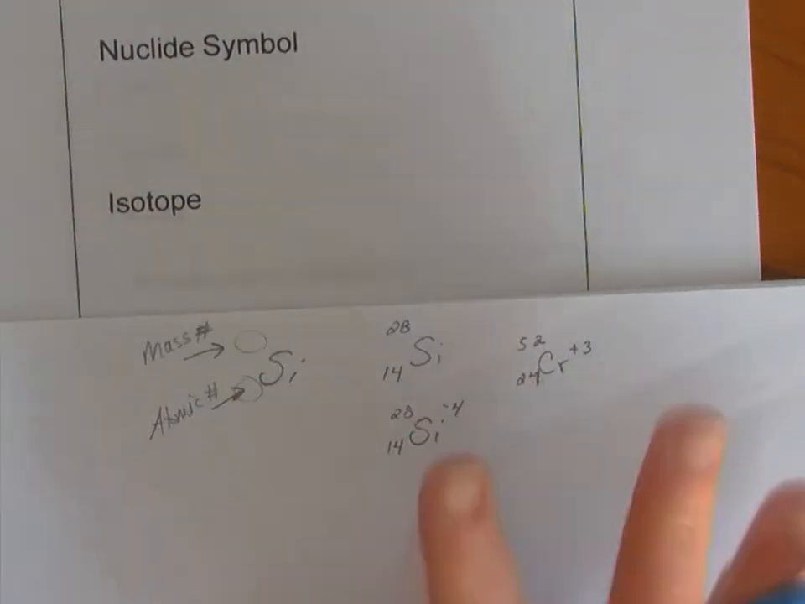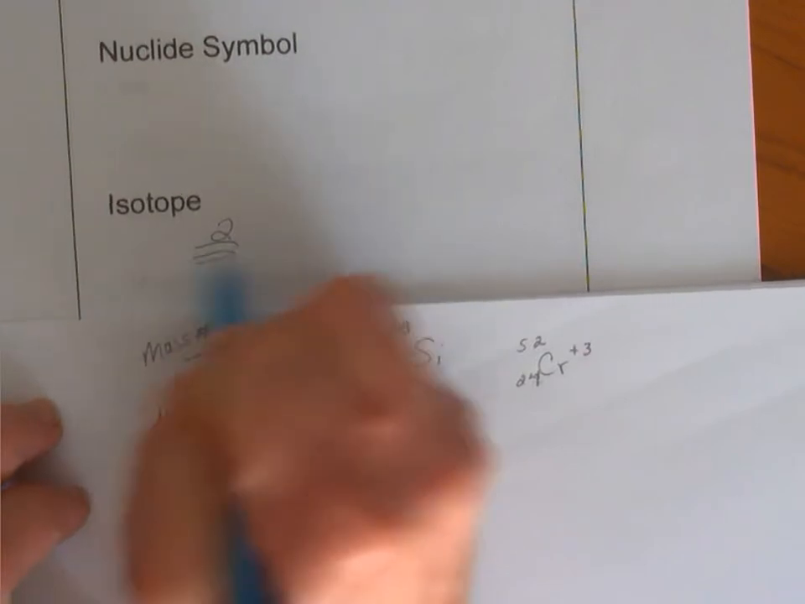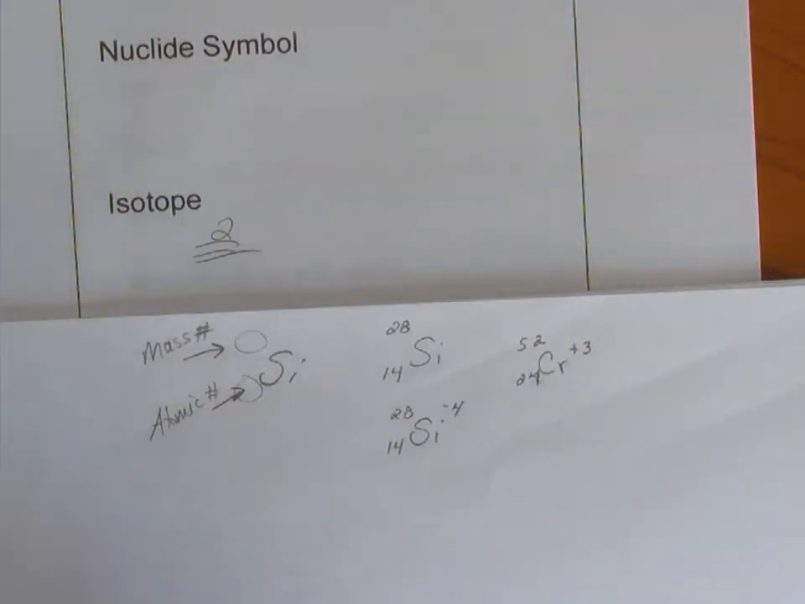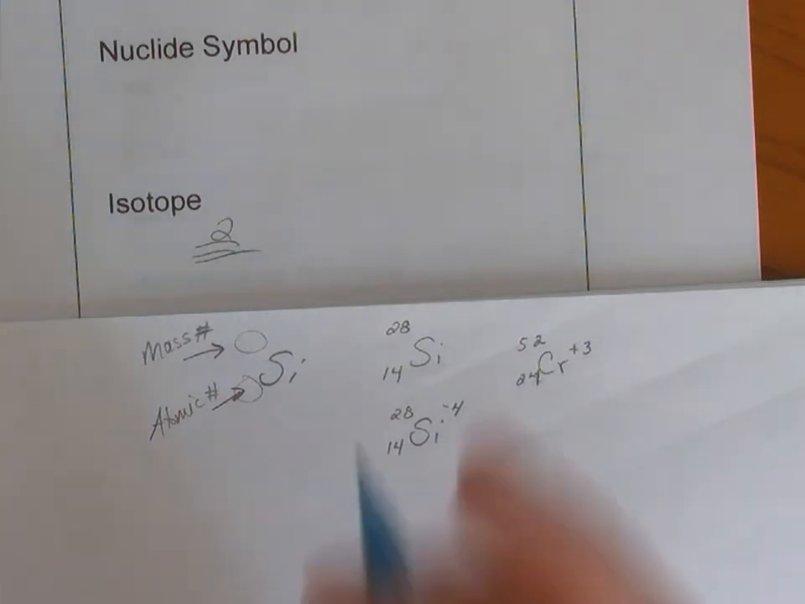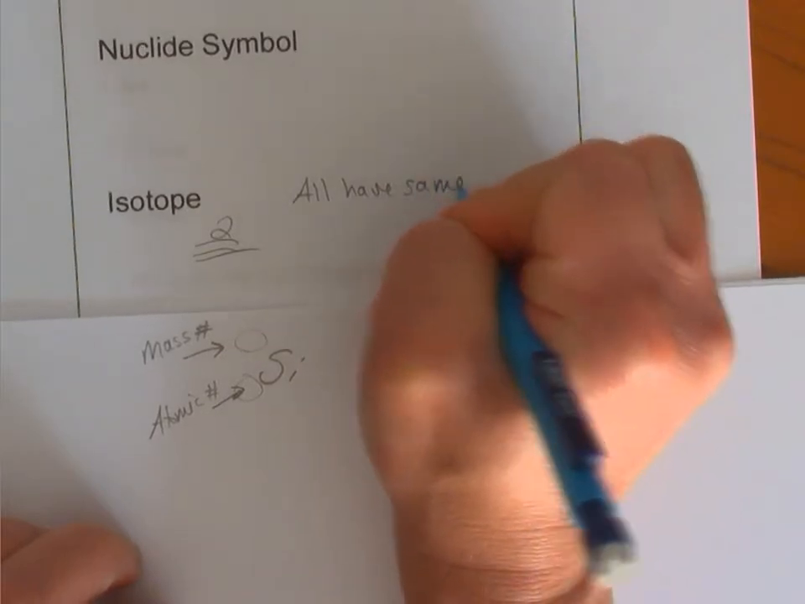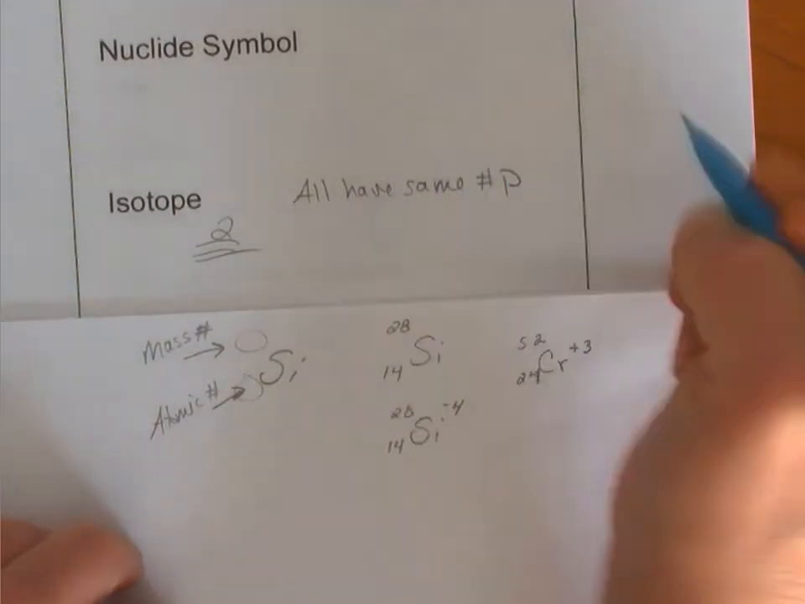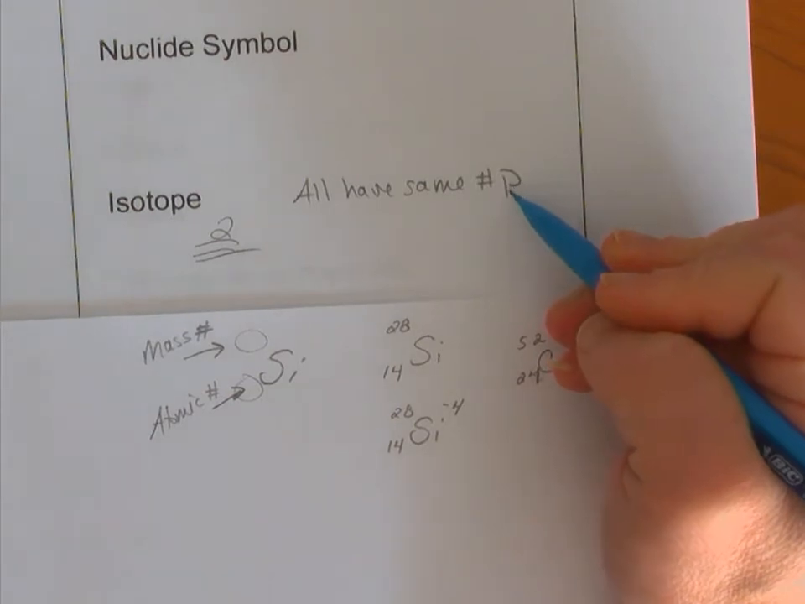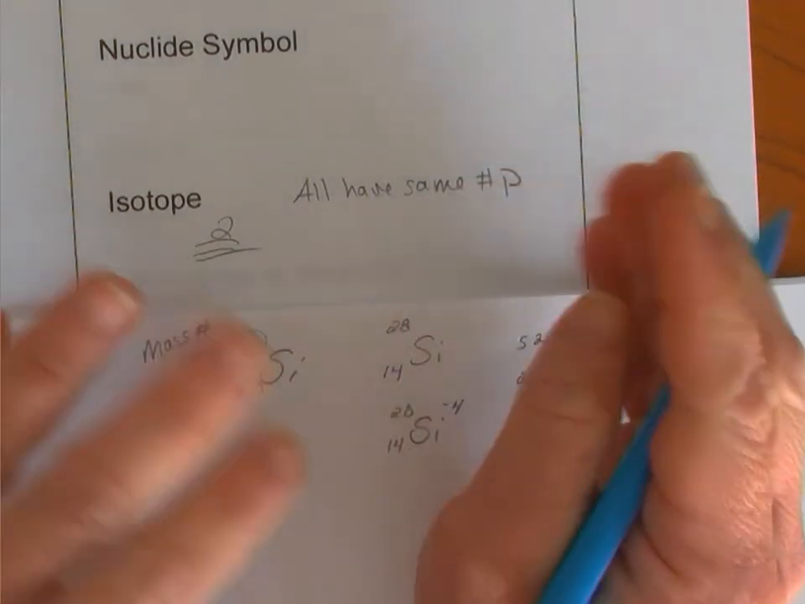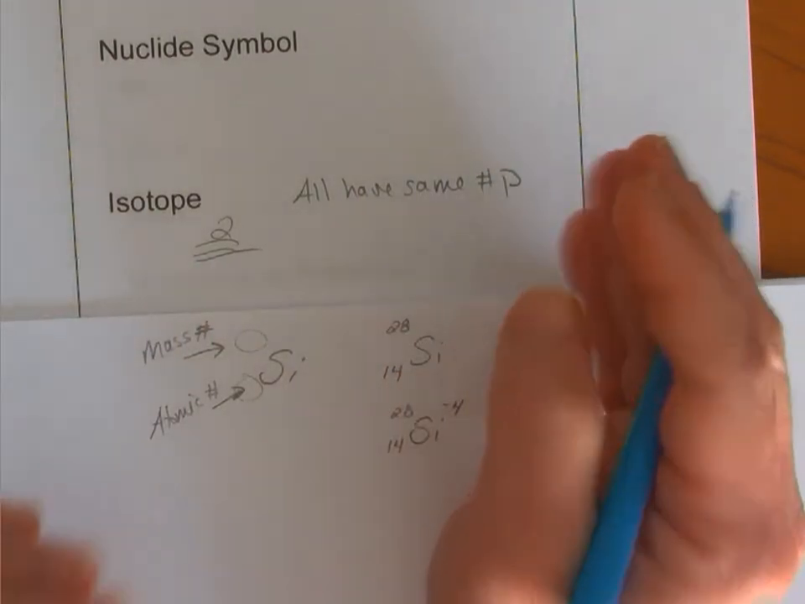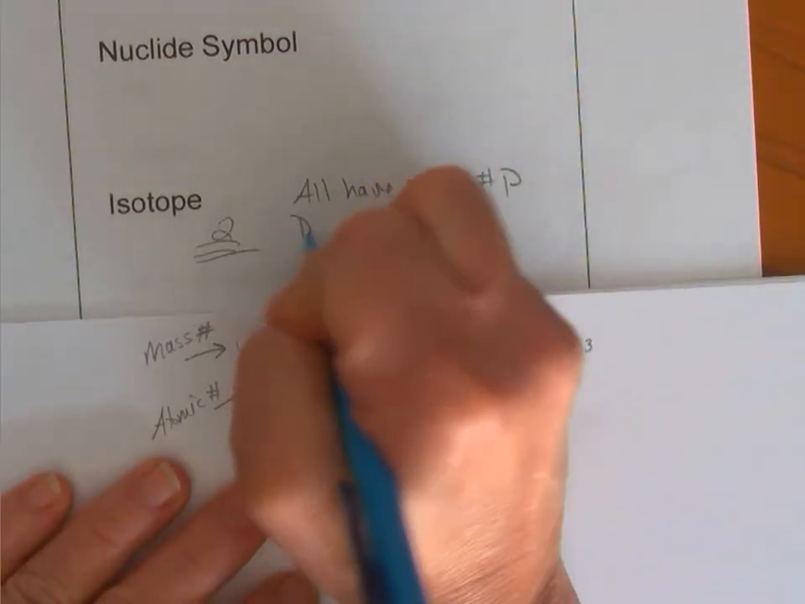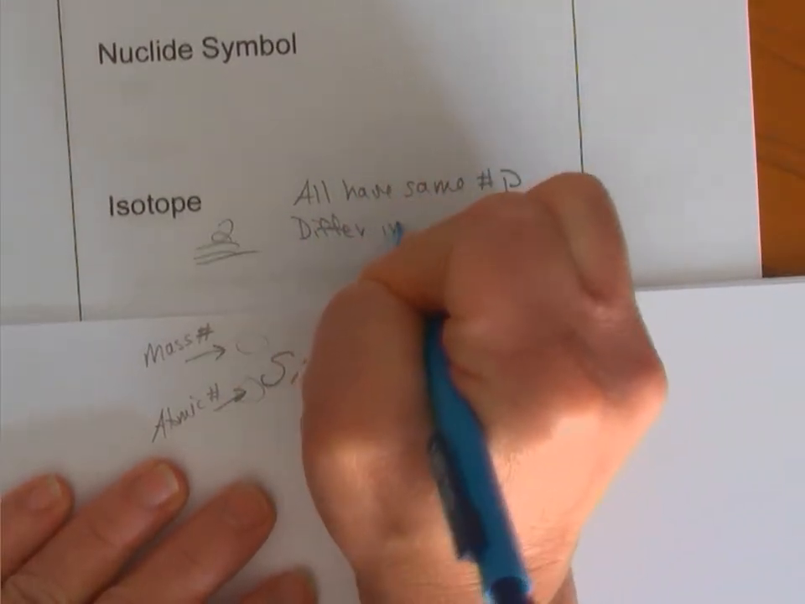Every element has at least 2 different versions. So how can they differ? Well, to be the same element, you have to have the same number of protons. So they all have the same number of protons. To be neutral or to be an ion, your electrons are going to vary. But what makes one isotope differ from another, one version of an element differ from another version, is the number of neutrons. So they differ in the number of neutrons.